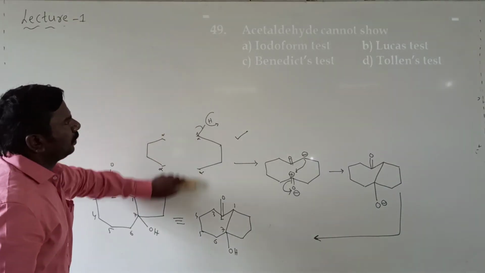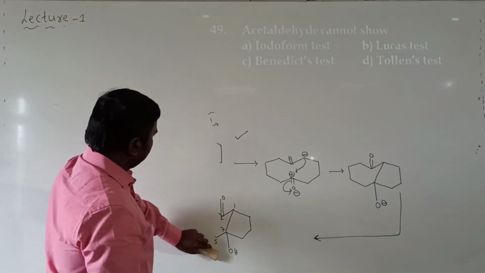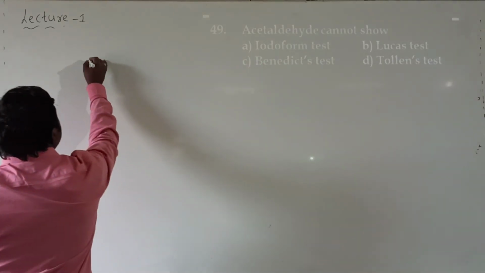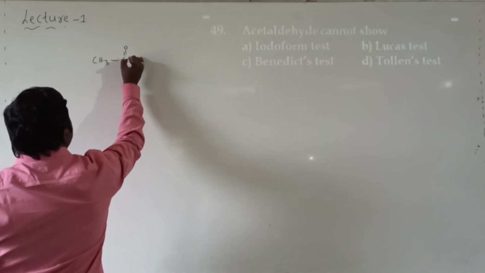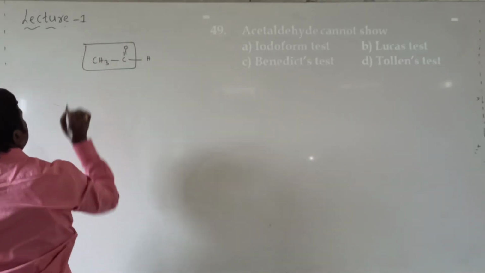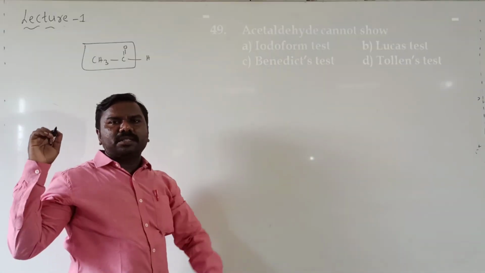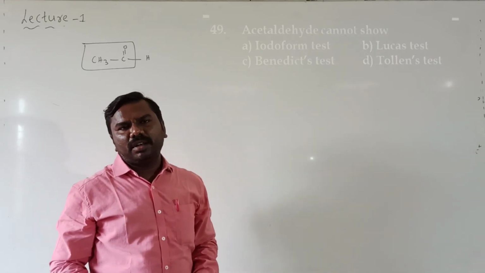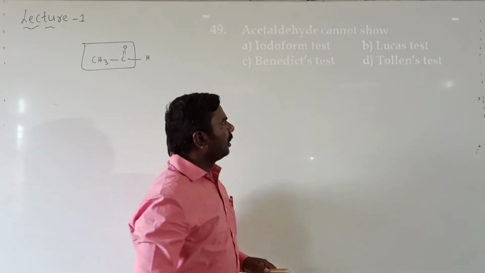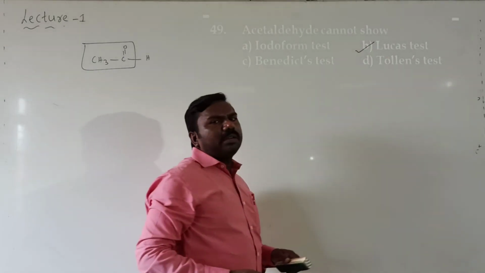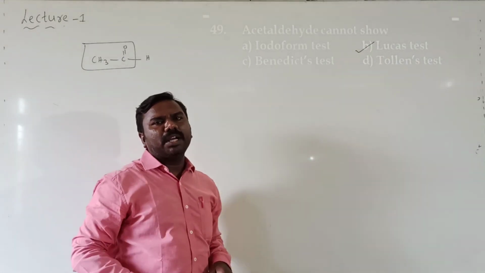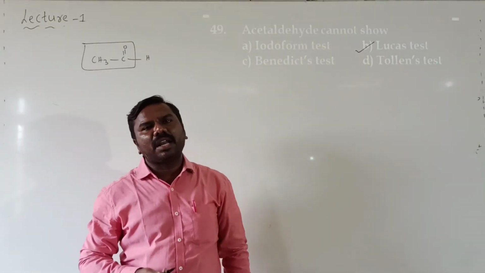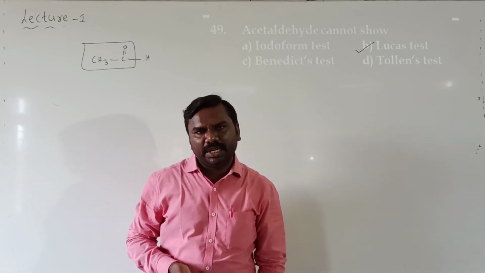Acetaldehyde cannot show which test? You should write the acetaldehyde formula first. Formula will be CH3 C double bond O H. Iodoform test, because CH3CO is the condition as possible. Lucas test is only for alcohols but not for aldehydes. That's why B will not be shown by aldehyde, only shown by alcohols. Benedict's and Tollens' tests are all identification and confirmation tests, also possible by acetaldehyde.